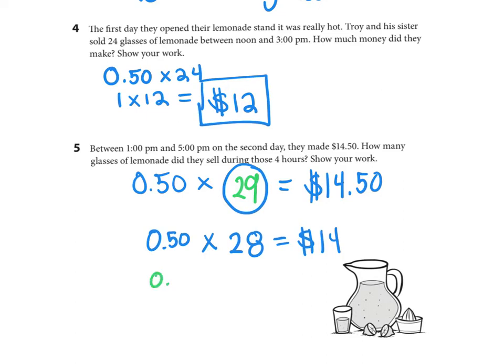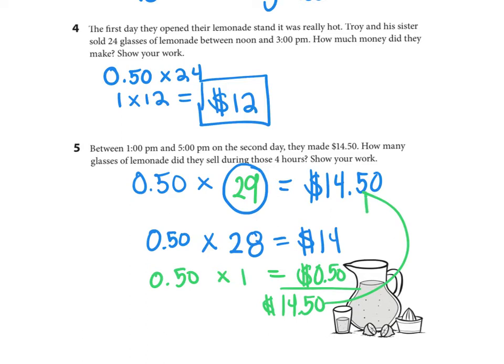Because I know that 50 cents times 1 equals 50 cents. And then $14 plus that 50 cents equals $14.50, same there. 28 plus that 1 equals the 29.